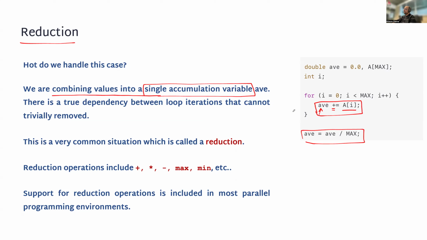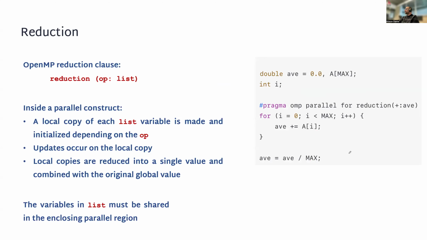For a reduction, we need a variable that you want to reduce the operation to, and an operation like plus, multiplication, minus, maximum, minimum, things like that. And the reduction is also implemented in OpenMP. When you have it, you should use this reduction directive, where OP is the operation that you want to use for the reduction, and list is the list of variables that you want to perform reduction to.